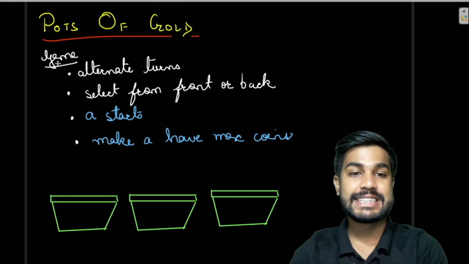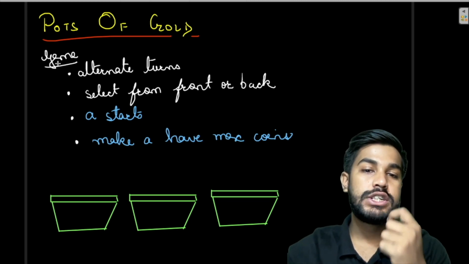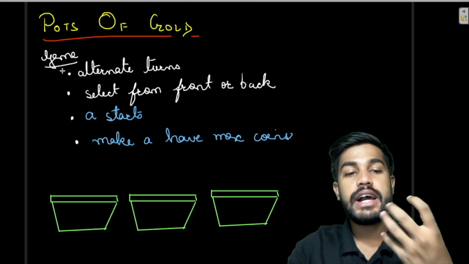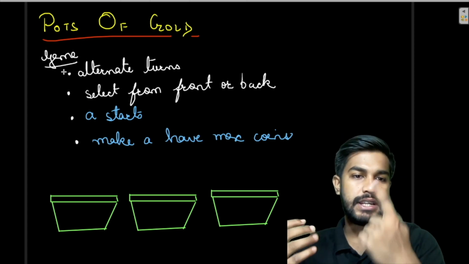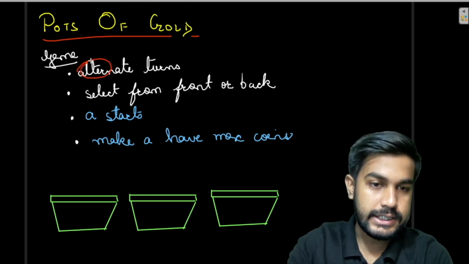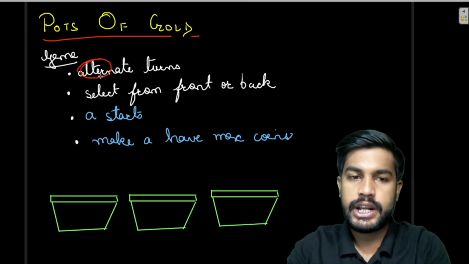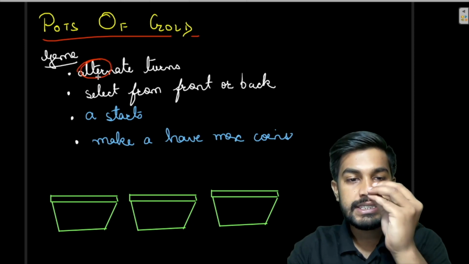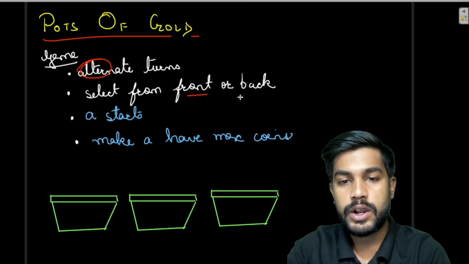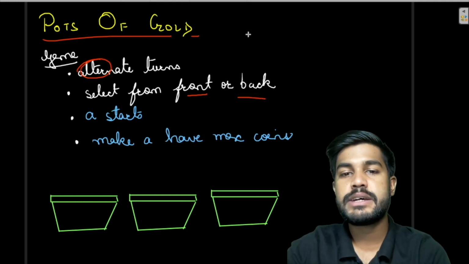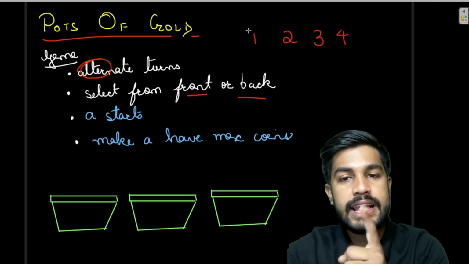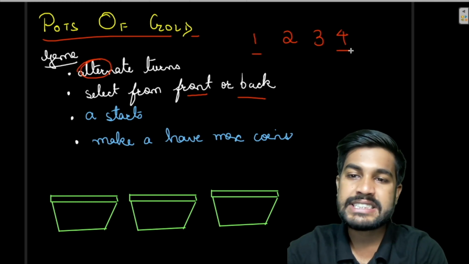Today we would be discussing the problem Plots of Gold. Now in this problem we are given a game where there are two persons, X and Y, and they both take alternate turns. In each turn the task is to select a plot of gold from either the front or the back. This means that suppose we are given 1, 2, 3 and 4, then either I can select 1 or I can select 4.